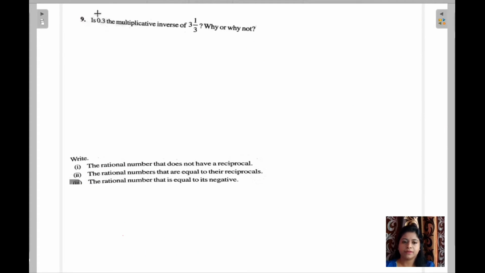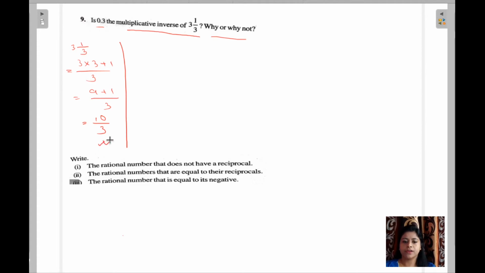Number 9. Is 0.3 the multiplicative inverse of 3 whole 1 by 3, why and why not? Again the same question, we just have to convert these numbers to the simple form. So again 3 whole 1 upon 3 we have to convert to the improper fraction. So 3 multiplied by 3 plus 1, so 9 plus 1 by 3. This is 10 by 3. The first part we have done.